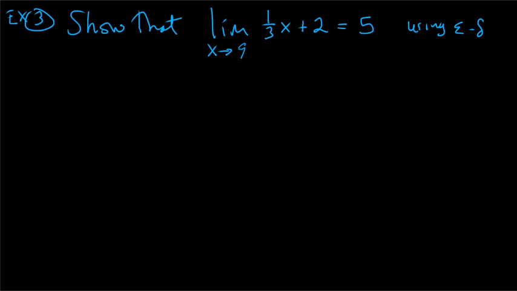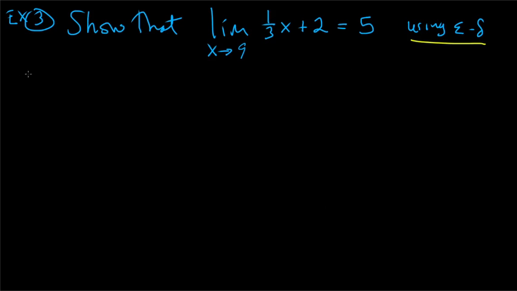Okay, last example. We want to show that the limit as x approaches 9 of 1/3 x plus 2 is equal to 5 using epsilon delta. Right, so it should be clear that this limit is 5. We get 1/3 of 9 is 3, 3 plus 2 is 5. But again, the hard part is showing it rigorously using epsilon delta.